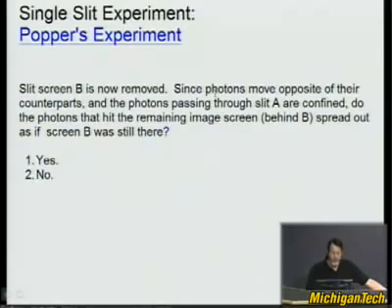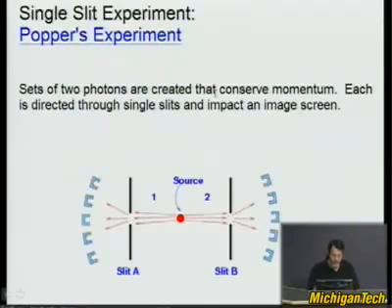Do the photons that hit the remaining image screens behind B spread out as if screen B was still there? Popper wondered. So here you see that they're going through here, and the photons would spread out because of the slit here. The photons would spread out because of the slit there. But now you get rid of this one. But still, these photons are being confined. And since these are going the opposite of those, would these be so confined? It's an interesting thought experiment.